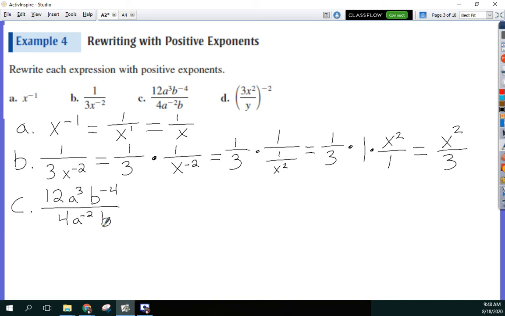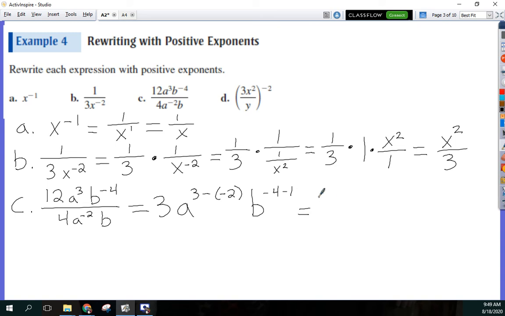On part C, we have 12a cubed b to the -4th divided by 4a to the -2nd times b. So starting with just our numbers, we have 12 divided by 4, which gives us 3. Now, looking at our next parts, we actually have 2 different sets of common bases. And recall that when we have division, we're going to subtract those exponents. So we have 3 minus a -2 on the exponent of our a. Then for our b, we have -4 minus, and because we don't have an exponent there, it's an understood 1.